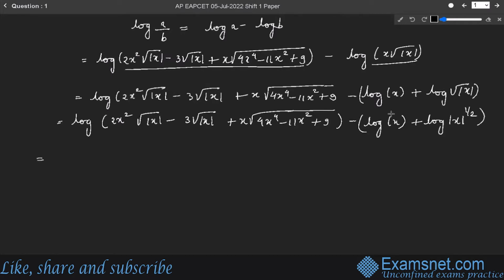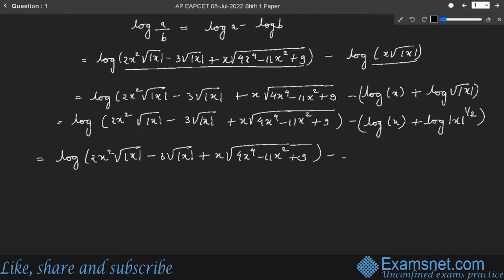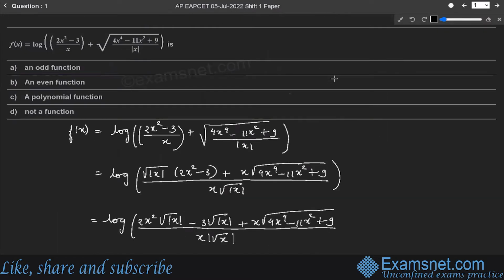On further solving, it can also be written as log of 2x square into under root of modulus x minus 3 into under root of modulus x plus x into under root of 4x power 4 minus 11x square plus 9, minus log x plus 1 by 2 log modulus of x. We know that log m power n is n log m. So this is the required function and we can clearly see that this function is a polynomial function. Therefore, the correct answer for this question is option C, which is a polynomial function.